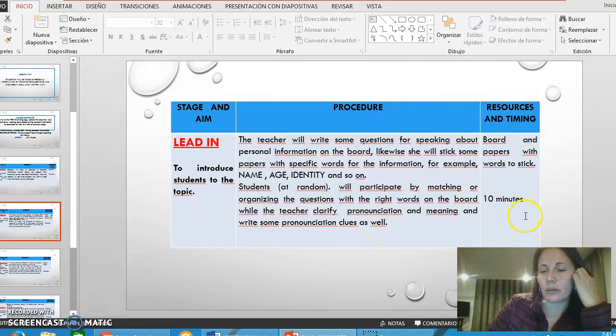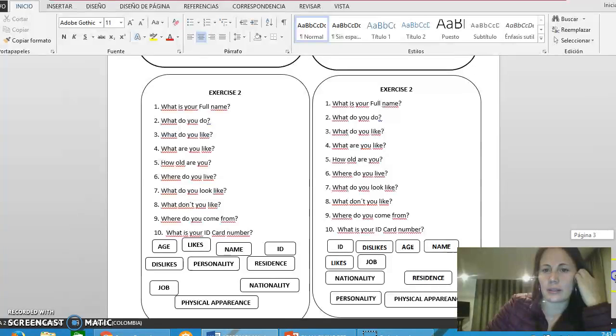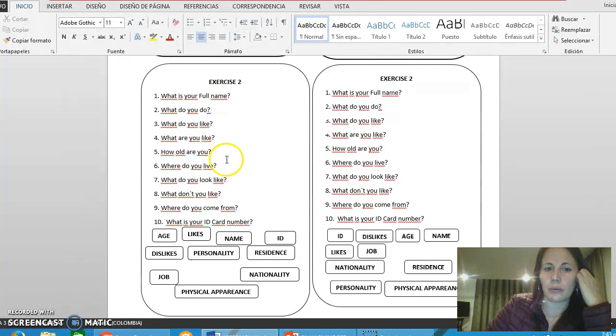I have 10 minutes for this part of the class, and I use the board, the words, and the questions that I am going to use. These are the questions, this is the exercise 2. So I'm gonna write these questions, and I'm gonna stick these papers, and the students will have to organize them, and we are going to clarify the meaning of each one and the pronunciation of each one. What are they speaking or asking for?